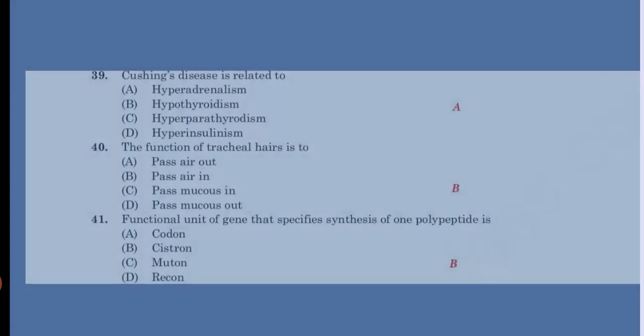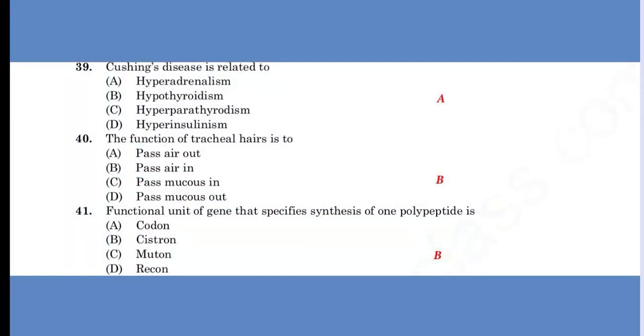Then the next question: Cushing's disease is related to? Cushing's disease occurs when the pituitary gland makes too much adrenocorticotropic hormone, or simply we can say that it is hyperadrenalism.